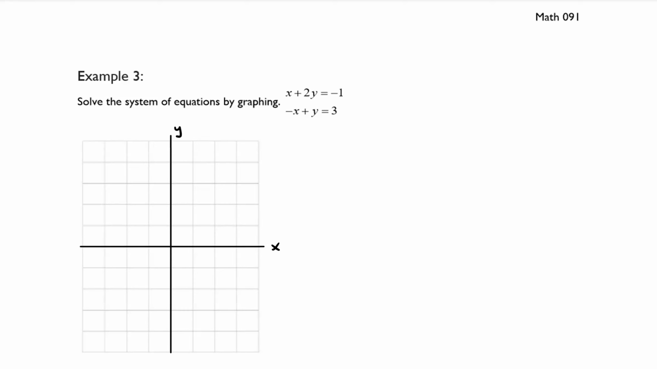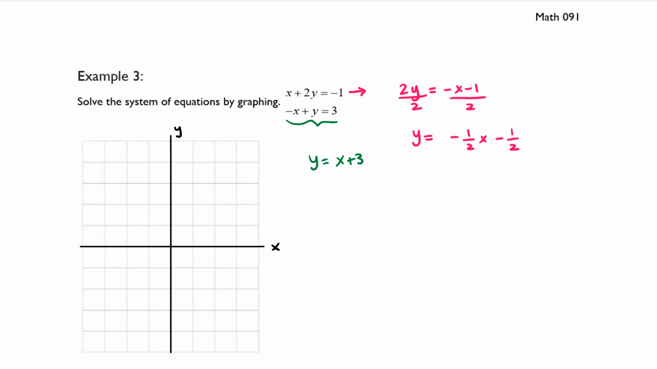Now I want to convert both of these to slope-intercept form. So I'm going to subtract x on both sides, and I get 2y equals negative x minus 1. And then I'm going to divide both sides by 2, and that's going to give me y equals negative 1/2 x minus 1/2. My second line, I'm going to add x to both sides, and that's going to give me y equals x plus 3. Now I can go ahead and graph both of these.